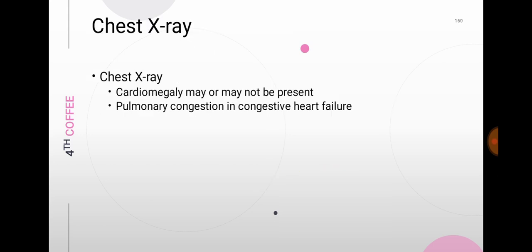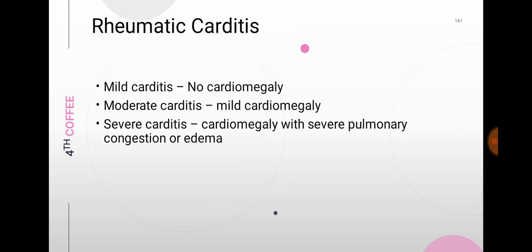So your chest X-ray, you see cardiomegaly, some may be present, but if you have CHF, you can see a large heart. If you have myocarditis, there's no cardiomegaly. There can be mild cardiomegaly. And of course, severe carditis, you have a very large heart with pulmonary congestion.